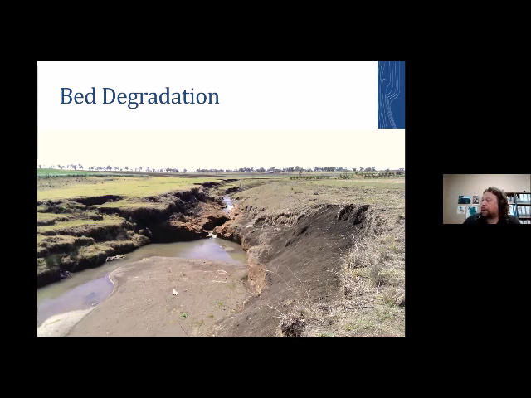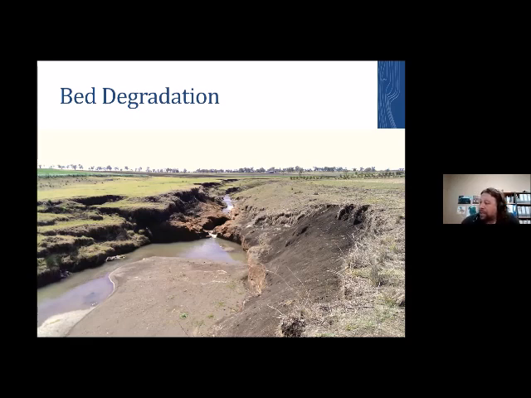And this is a classic photo of what results in the channel once these features form. So in this image, we're looking in an upstream direction. So the water's flowing towards us in that image. And you can notice that the channel on the downstream side of the head cut is much bigger than it is on the upstream side of the head cut. And what that means is that a larger amount of flow can stay within the channel on the downstream side versus the upstream side.